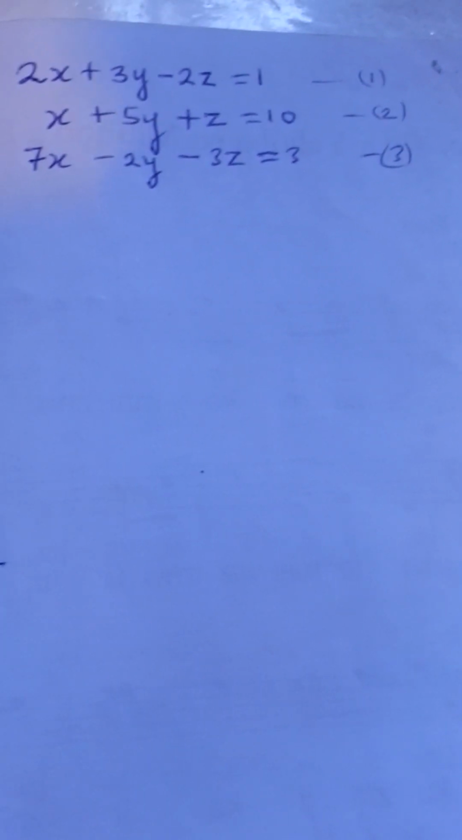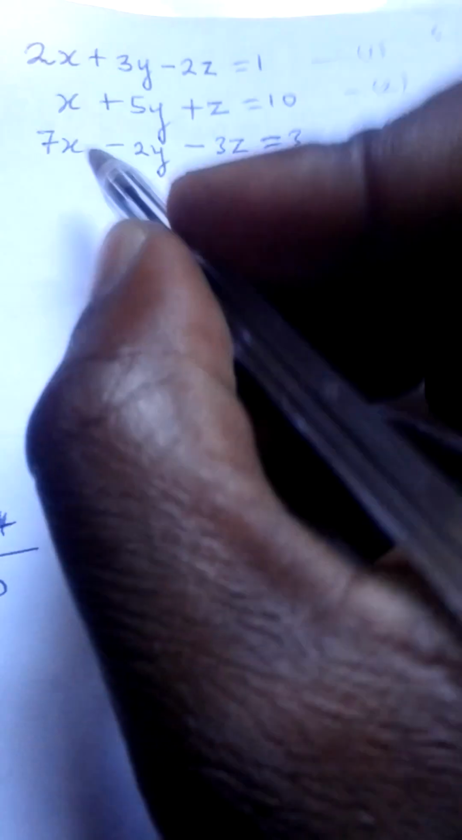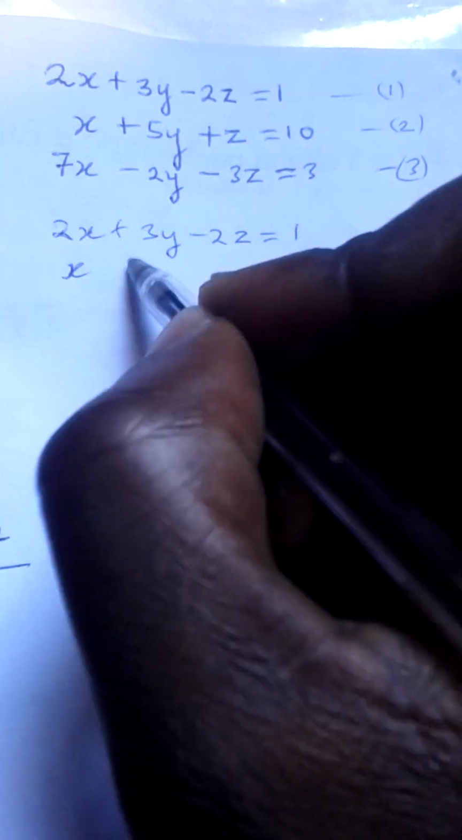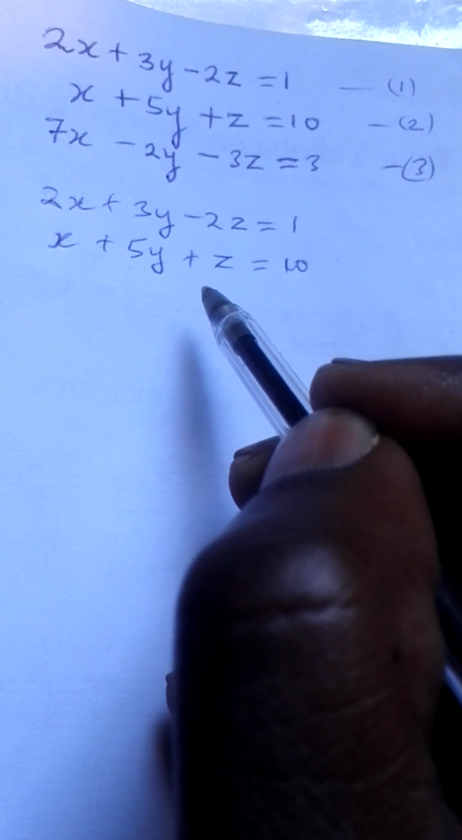This is simultaneous equations in 3 variables. So how do we go about finding x, y, and z? Okay, so we're going to have to start by dealing with equations 1 and 2, which is 2x plus 3y minus 2z equals 1, and for equation 2, x plus 5y plus z equals 10. So which variable would you like to eliminate?